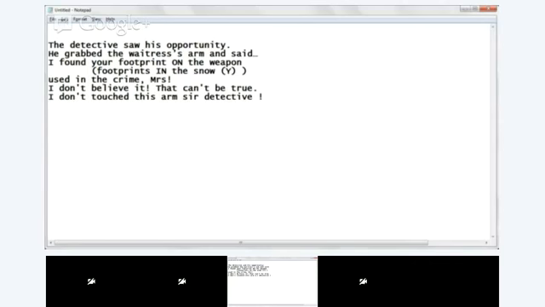Now, I don't touch this arm, Sir Detective. That sentence looks to be grammatically slightly incorrect, so I'm going to move it out here. I didn't touch it. I didn't touch this arm, Sir Detective. Do people say Sir Detective? It seems a little strange. Maybe the other way round, it looks a bit better. Detective, sir.